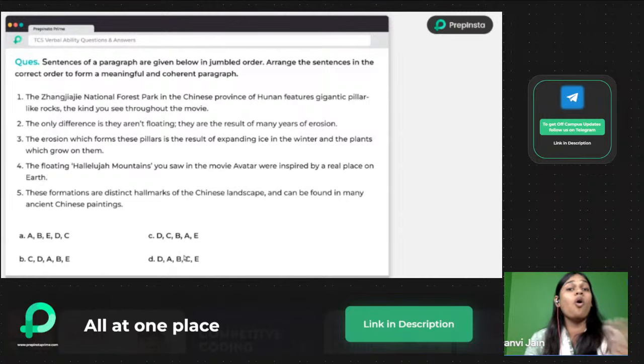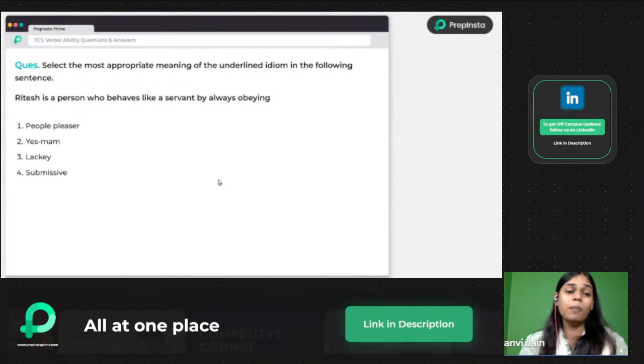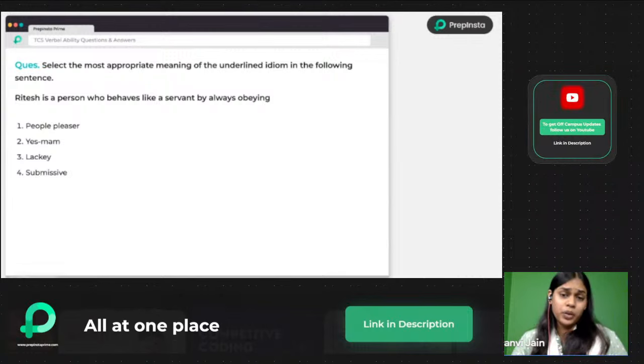All right. Moving forward, the next question on the screen is: select the most appropriate meaning of the underlined idiom in the following sentence. Ritesh is a person who behaves like a servant by always obeying. All right, so there are a lot of people who behave like a servant who are always obeying. And what do we call them?